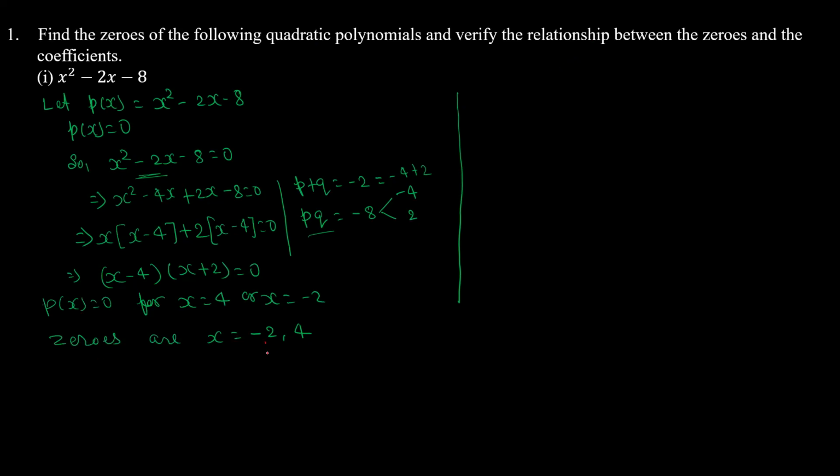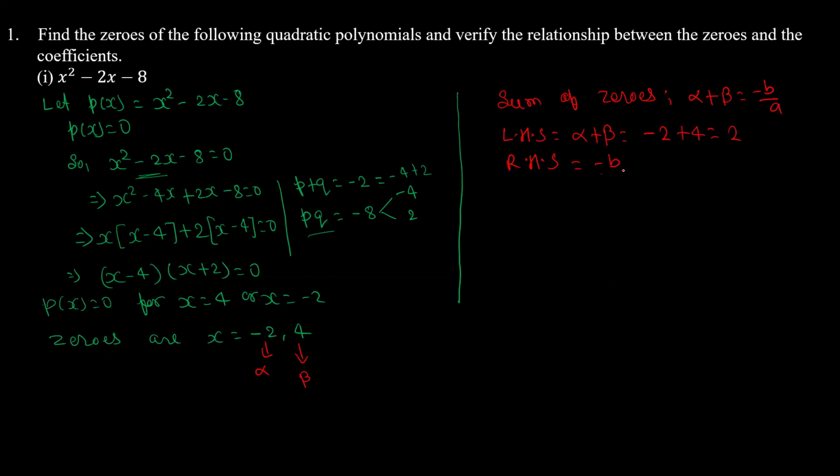So this one we can take इसको as alpha. This one we can take as the beta. Okay. So in between the question, you have to write some words like we have sum of zeros. Okay. Sum of zeros is what? Alpha plus beta equal to minus b by a. So finally here LHS क्या है? Alpha plus beta. So alpha value कितना? Minus 2. Beta कितना? 4. So what we have here? 2. और RHS on the basis of coefficient minus b by a.